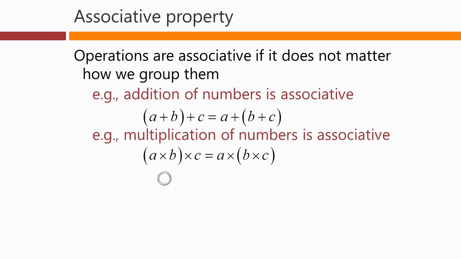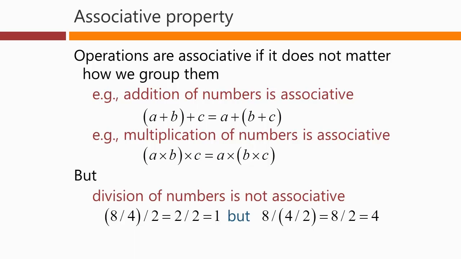Multiplication is also similarly associative. It doesn't matter how we group these. However, not all operations are associative. For example, division of numbers is not associative. If we do 8 divided by 4 here, we get 2. And then we divide that by 2, we get 1. But if we associated this differently, we did 4 divided by 2, that would give us 2, and dividing 8 by the 2 would give us 4. So obviously, division of numbers does not have an associative property.